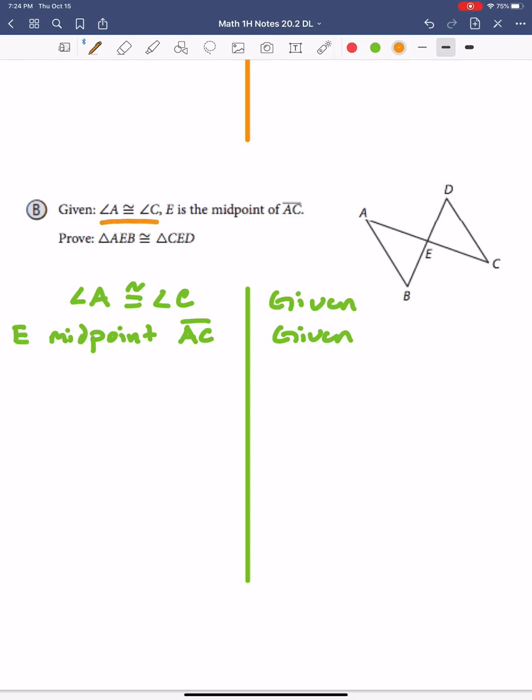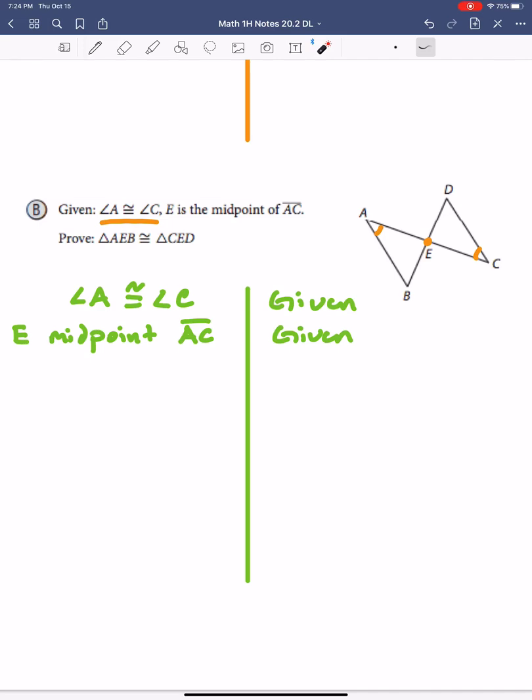So first they told me angle A is congruent to angle C. So that's angle A here is congruent to angle C here. And then they told me that E is the midpoint of AC. So E right here in the middle is the midpoint of AC. So AC is this line, right? Okay, and so it includes those two sides there.